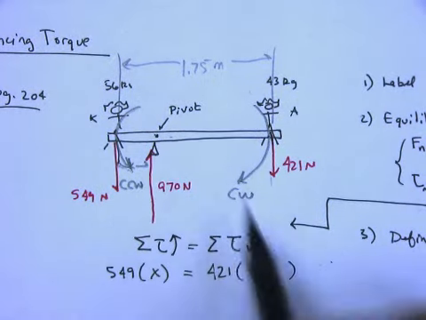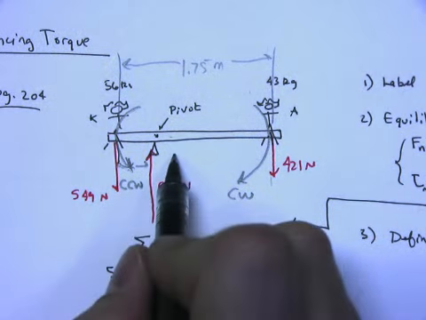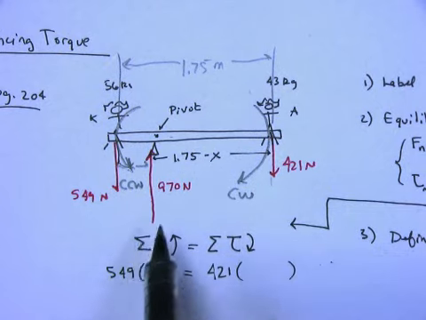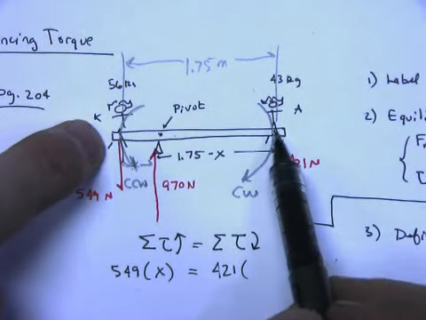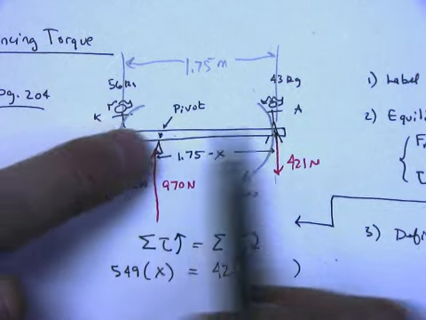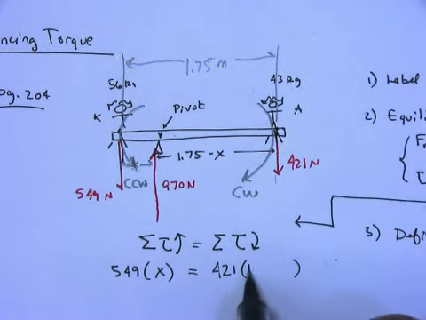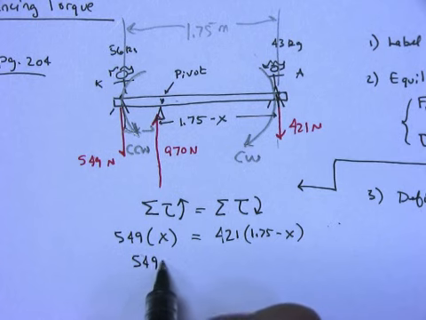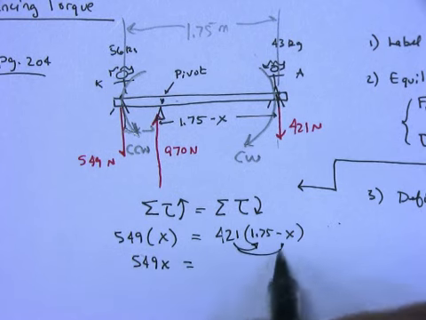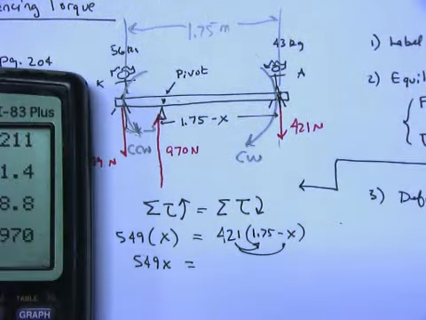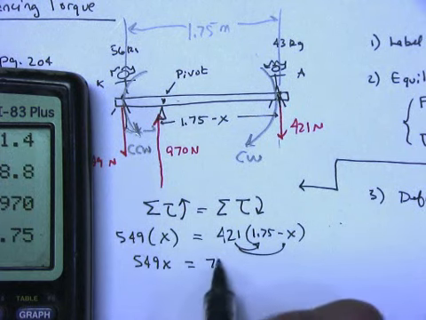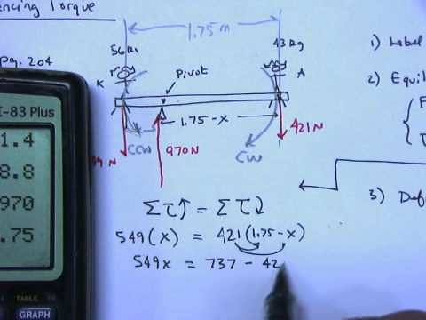Now that's tricky. What it is is 1.75 minus x. That's the distance right there. Because the whole thing is 1.75, and if I told you the distance from here to here is 1, that has to be 0.75. You just subtract it. And now this is just a creative bit of algebra that we're going to do. So 549x equals, I'm going to distribute 421 times 1.75. I get 737 minus 421x.